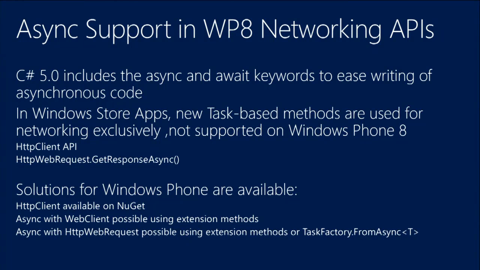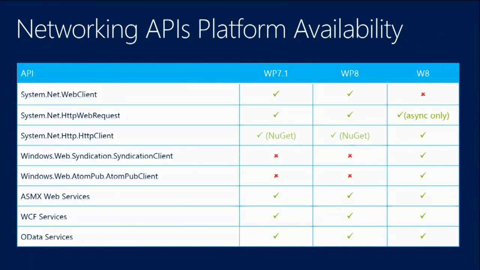And a lot of people have been working and building out extension methods which add in async and await support to the traditional APIs, HTTP web request and web client. These are those APIs. So web client is what we've used for simple HTTP programming. Obviously available on 7.1 and Windows Phone 8. Not available at all on Windows 8. HTTP web request is available across all of those three platforms. But like I said, the Windows 8 flavor of that is async only.